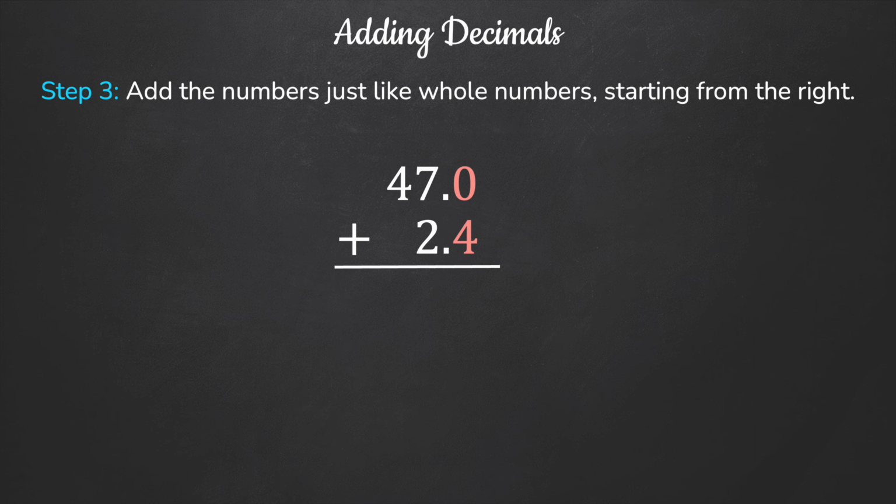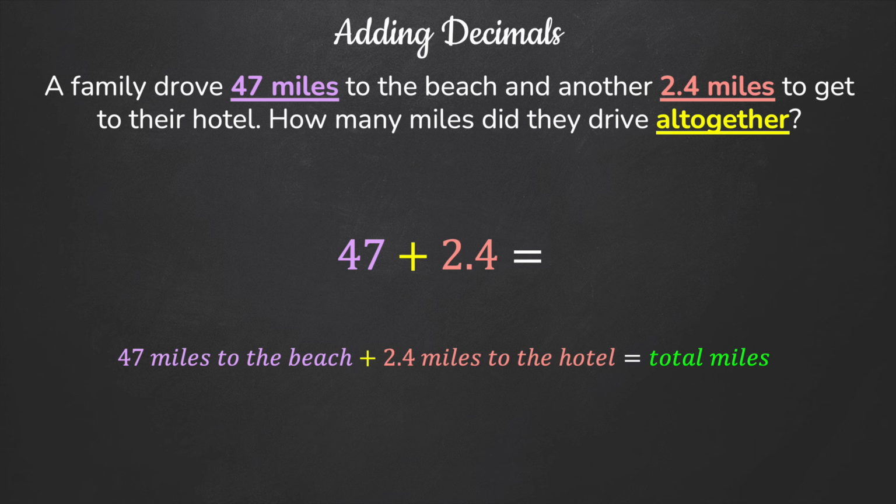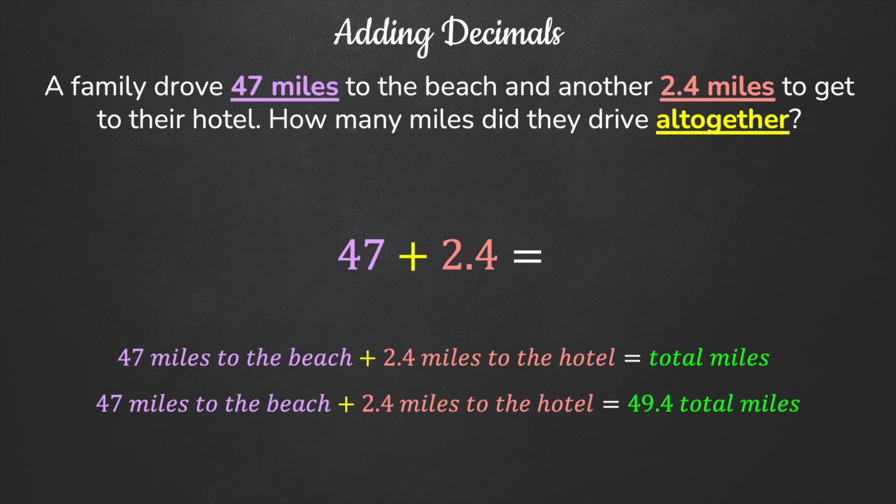So 0 plus 4 is equal to 4, 7 plus 2 is equal to 9, and 4 plus nothing is equal to 4, and then we're going to bring down our decimal point. And again, if I drew a vertical line going down, it should touch all of our decimal points. So that means if this family drove 47 miles to the beach and then 2 4/10 miles to the hotel, then they drove 49 4/10 miles in total.